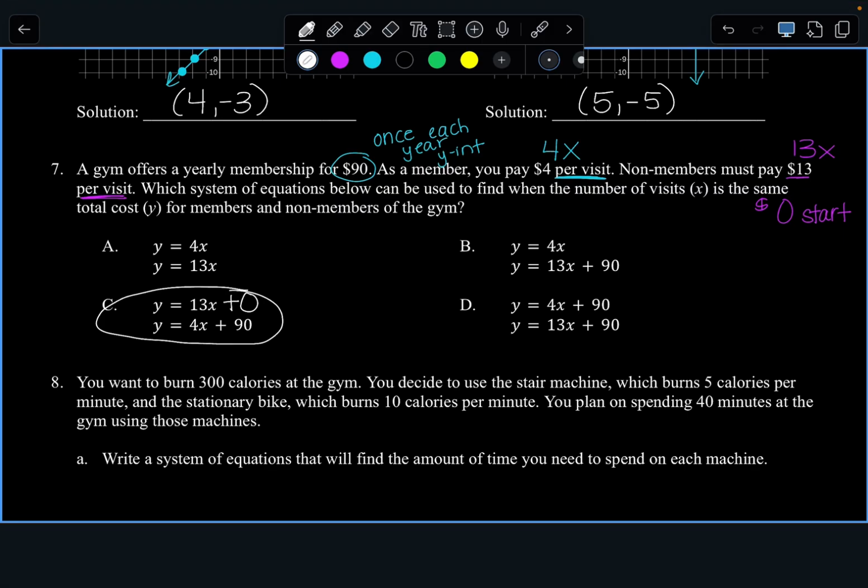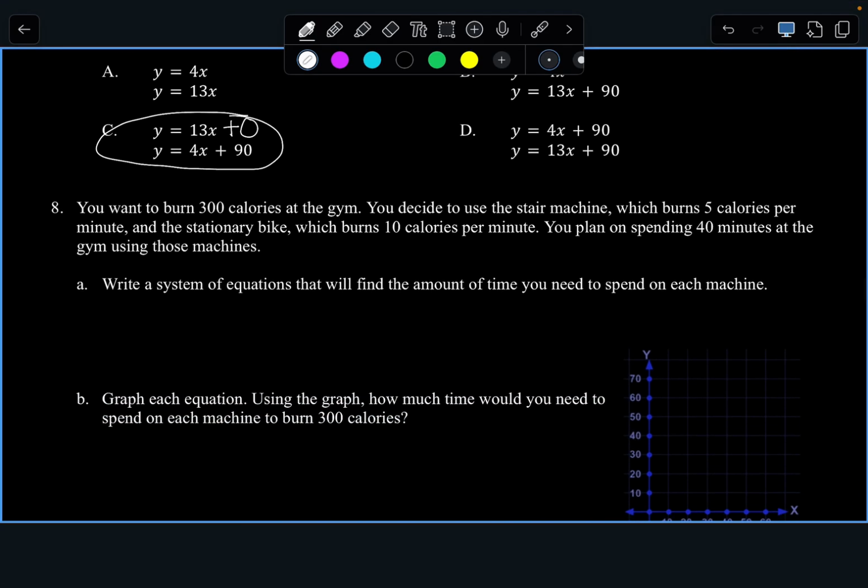All right, let's see if we can write one. We're only going to write, we're not going to graph and finish solving, okay?